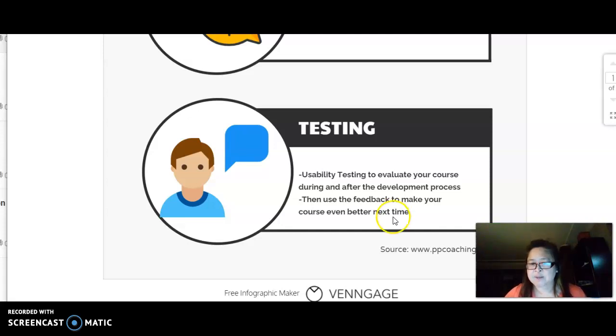So definitely do the usability testing to evaluate a course, and then get the feedback, improve it, and then test it again. So those are my 3 quick tips for my feed forward on PIDP 3330. I hope that helps.